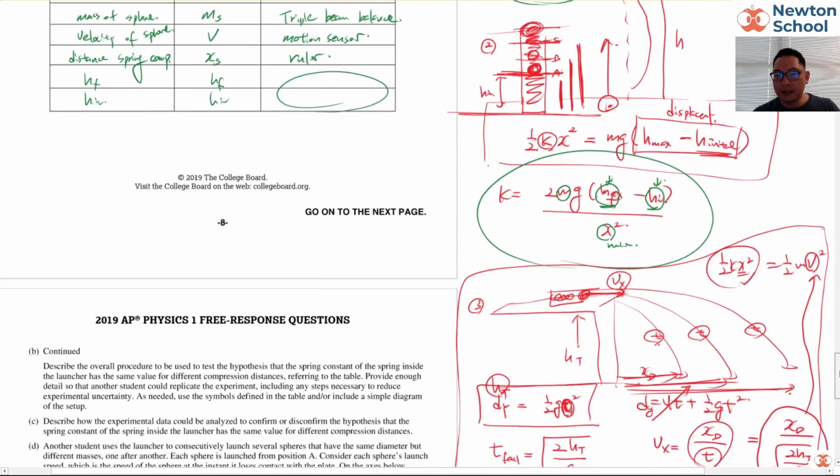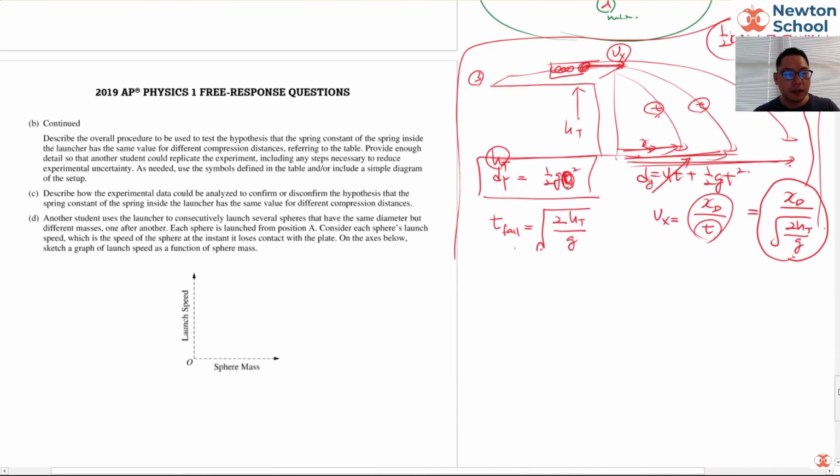And I think that's basically everything for this question. Let's look at "describe overall procedure to be used to test hypothesis." So you'll have to say you compress on different distances, and you launch it, and you measure either velocity by motion sensor or maximum height. In this case, you have to measure initial height too, or x displacement if you use the third method, okay?